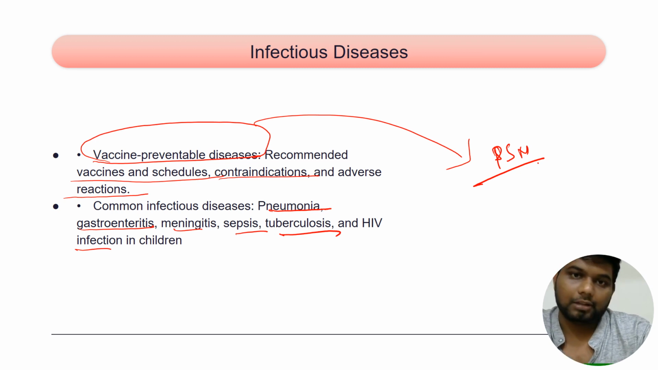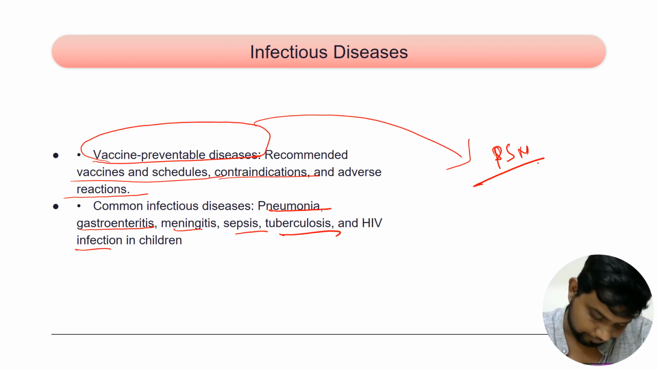So we have talked about the nutrition, we have talked about the infectious diseases, we have talked about growth and development. So from growth and development and nutrition, you expect two questions. If you are lucky enough, you may expect three questions. And then vaccination schedule, you may call it a pediatric question, or you may call it a PSM question, but you expect one question here.